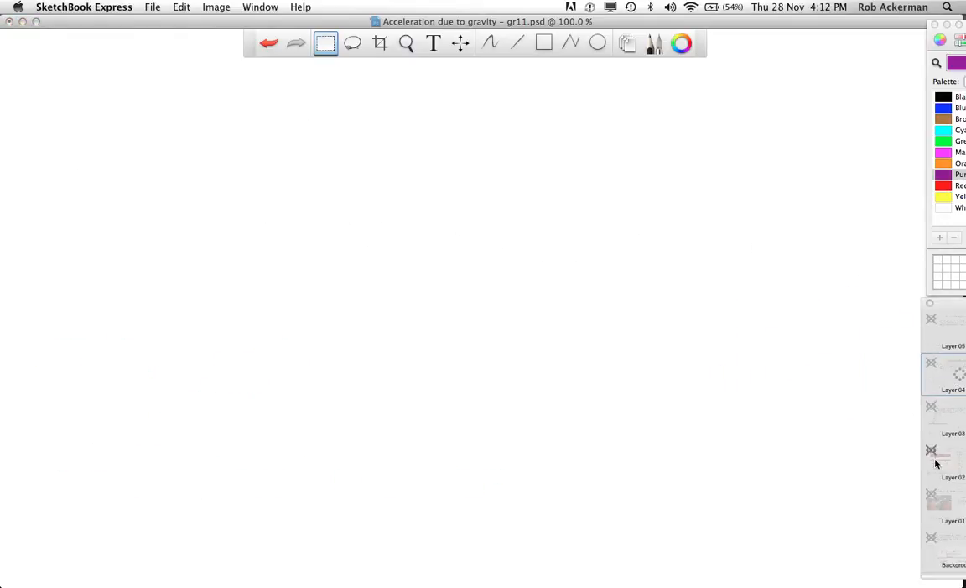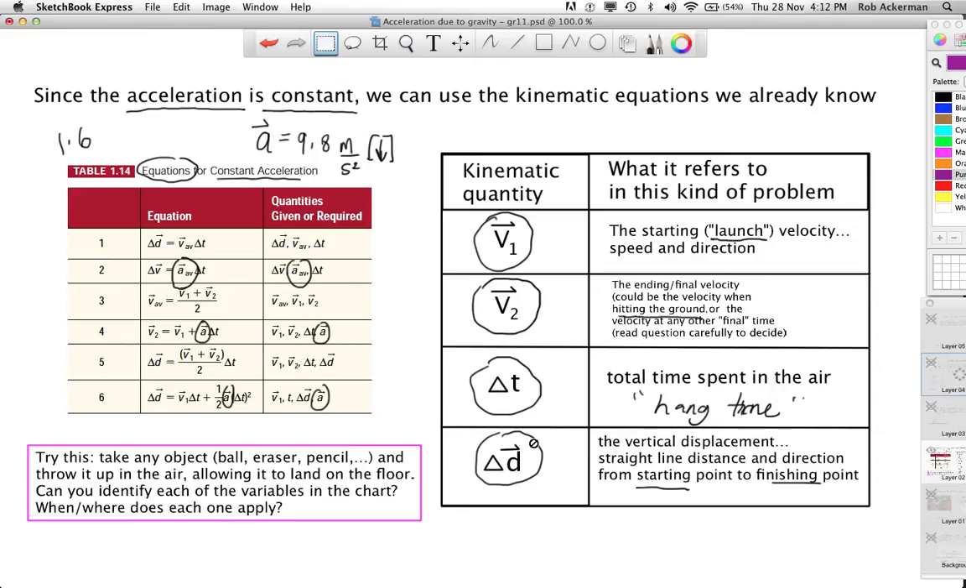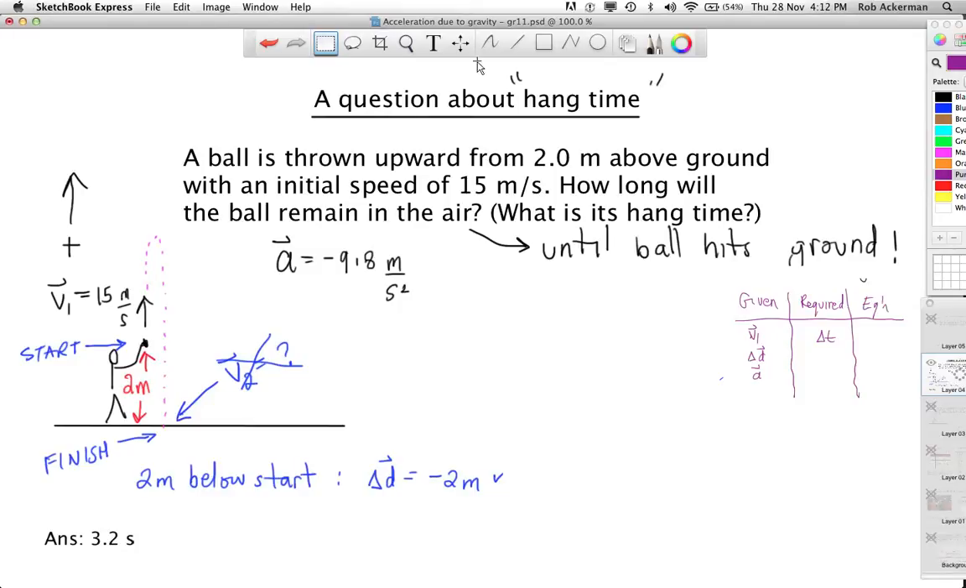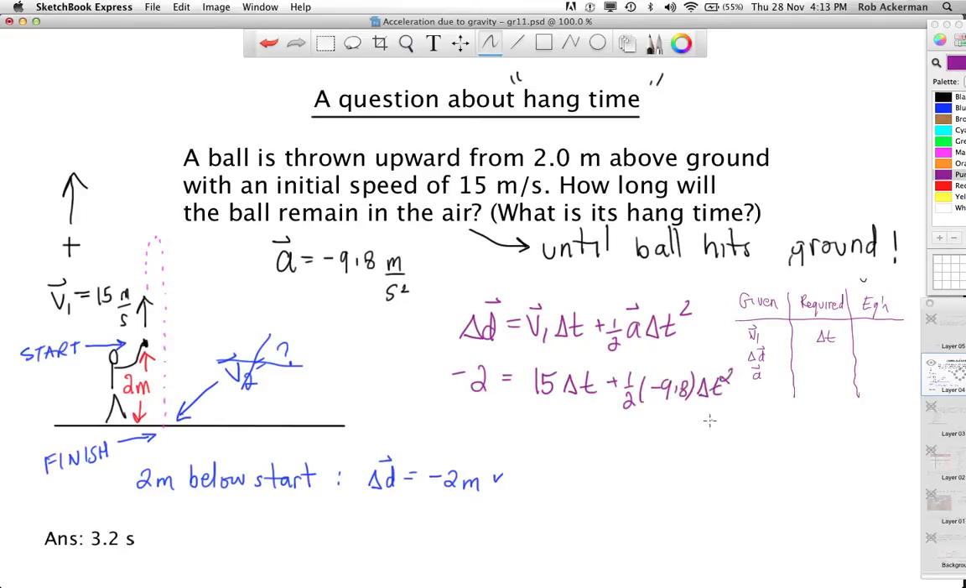Well, let's go back and have a look at what's available. Pause the video for a moment and have a look. Okay, you're back. And if you picked equation number 6, you're right. This one will give us what we need. So let's go back over here and let's start writing. The equation we need is delta D equals V1 delta T plus a half A delta T squared. Vectors all around. Let's plug in the numbers. Negative 2 equals V1 15 times the time plus a half of negative 9.8 times the time squared.